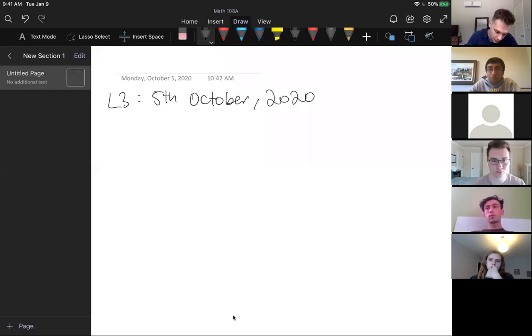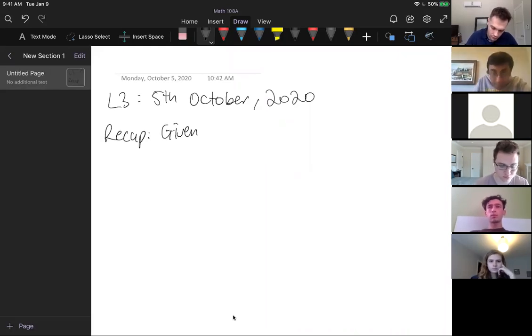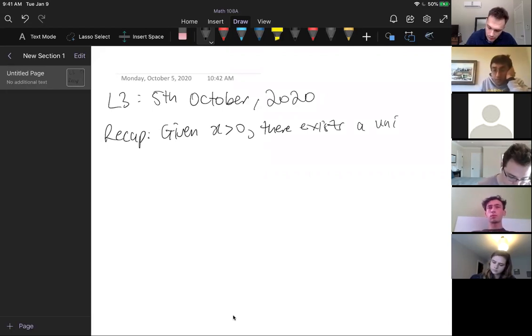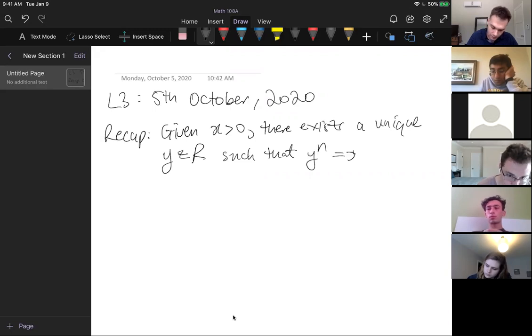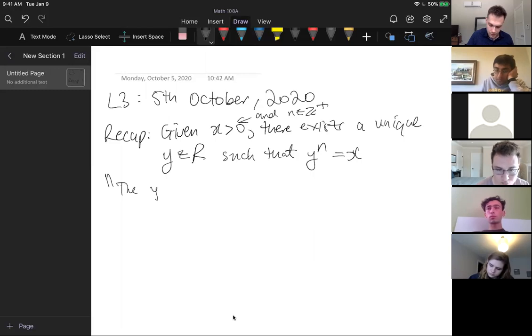Okay, so to recap from last time, the last theorem that we proved was: given x greater than 0 and a positive integer n, there exists a unique real y such that y to the n is equal to x. And so we proved this. I'm just going to informally refer to this as the y to the n equals x theorem, because I'm going to use this theorem this lecture and the next few lectures.